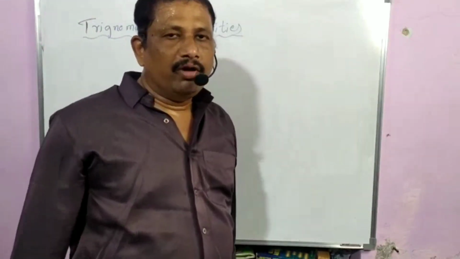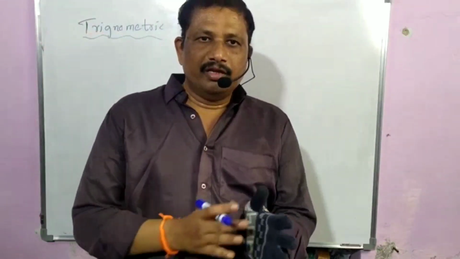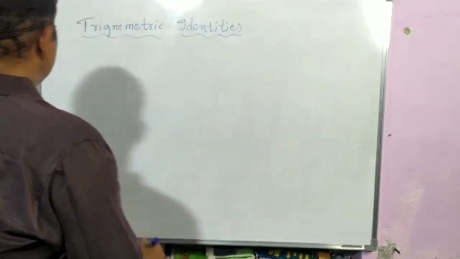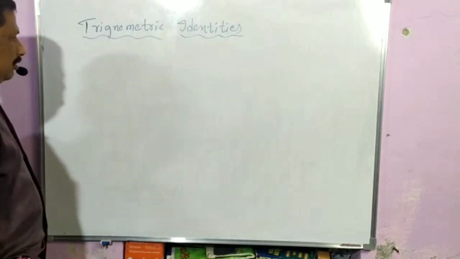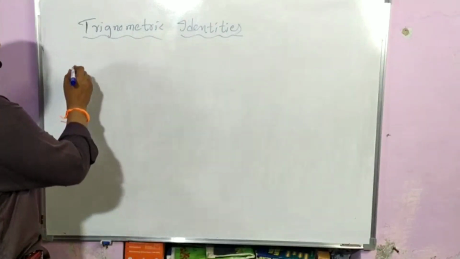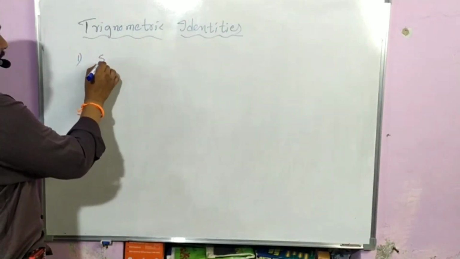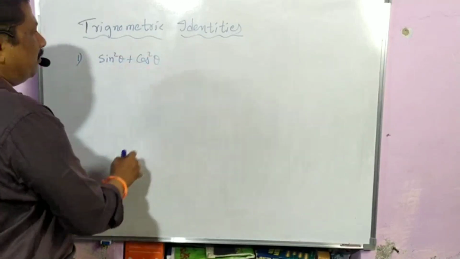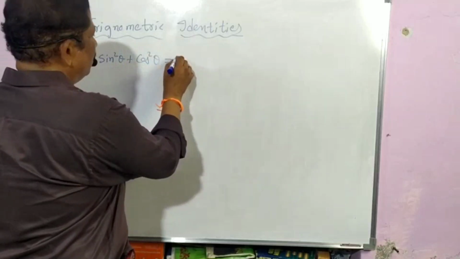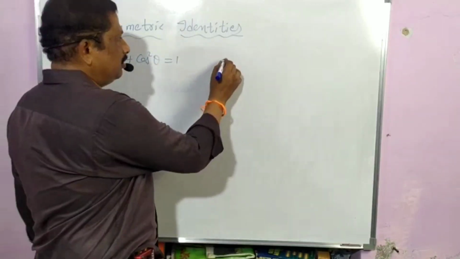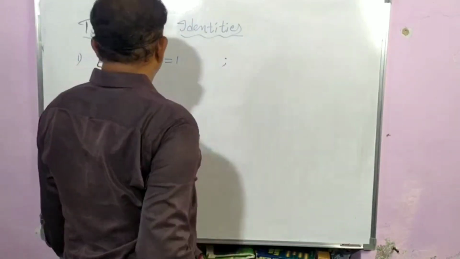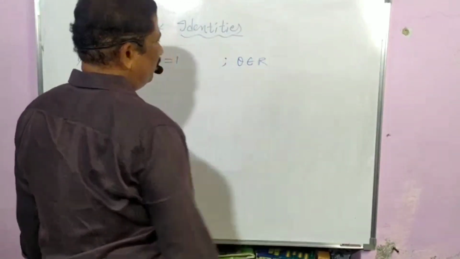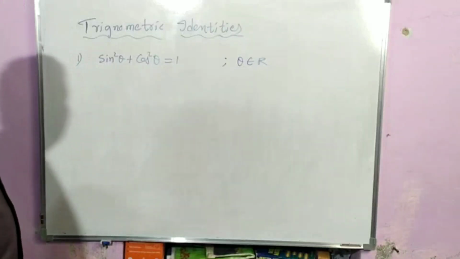For all given values of theta, the given trigonometric relations should be true. Then only the trigonometric ratios are called identities. First, the first trigonometric identity: sine square theta plus cos square theta is equal to 1, for all theta belonging to the real numbers. Any real number you can take, it is true.